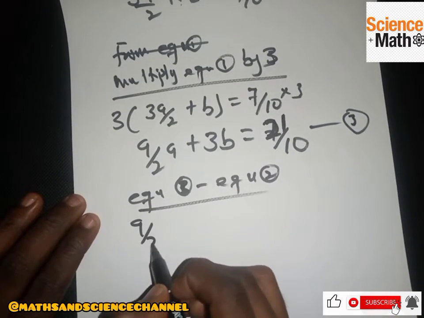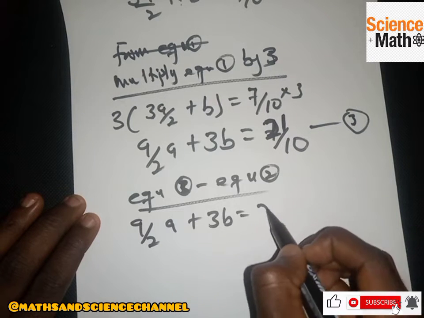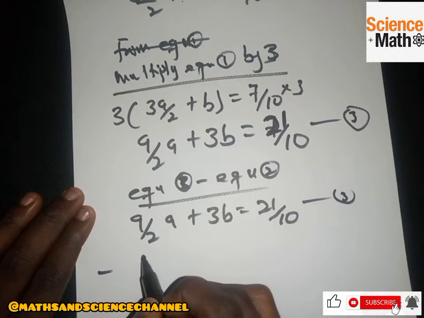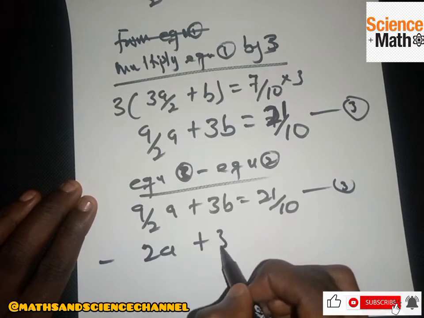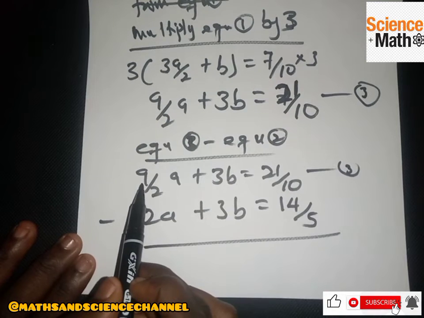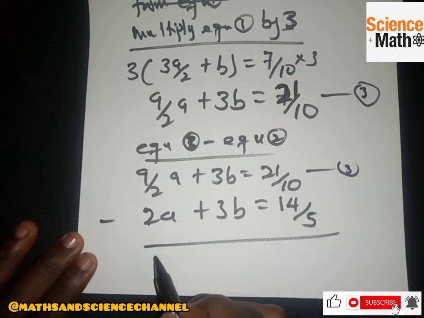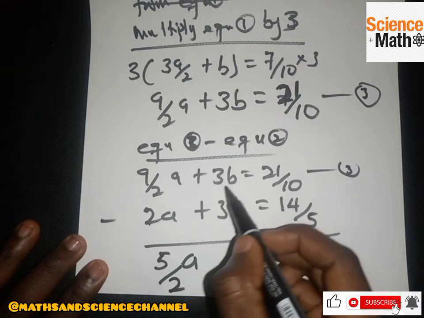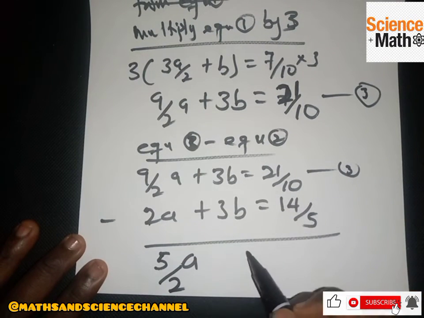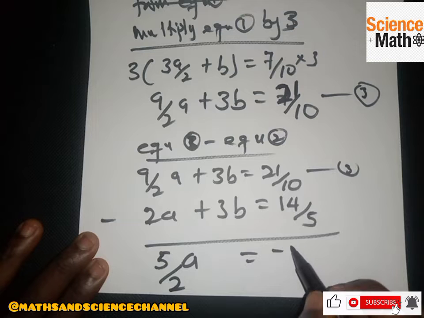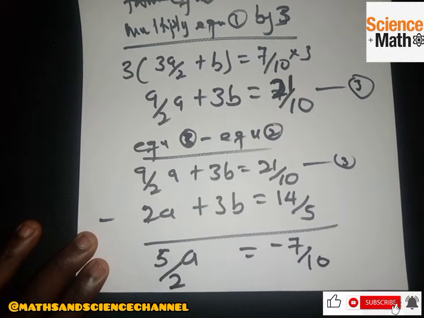So equation 3 we have 9 over 2a plus 3b being equal to 21 over 10, and then minus equation 2, which is just 2a plus 3b being equal to 14 over 5. When we subtract that, we have 9 over 2 minus 2 here, which is 5 over 2a. Now 3b minus 3b goes away, and then we have 21 over 10 minus 14 over 5, which is just negative 7 over 10 in this case.